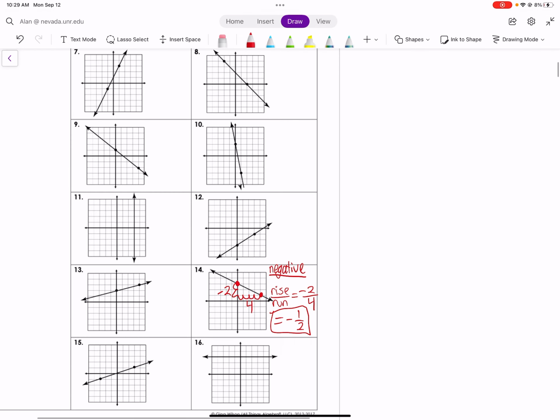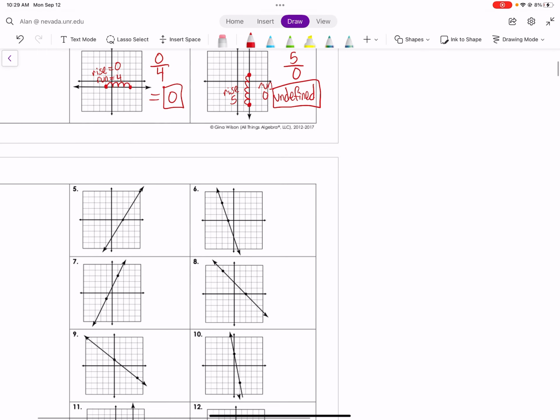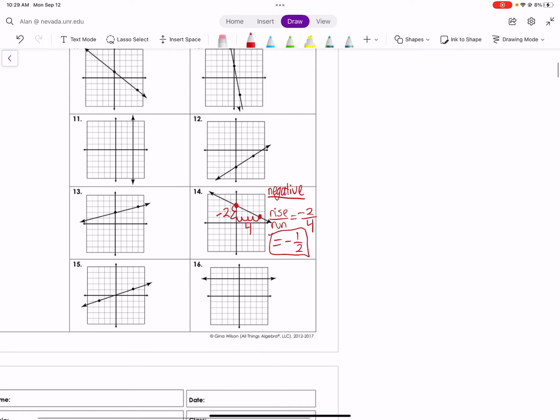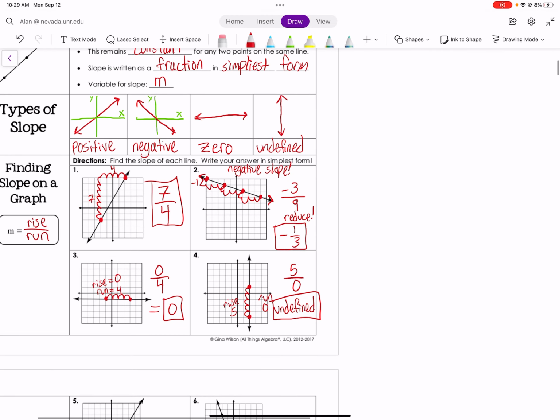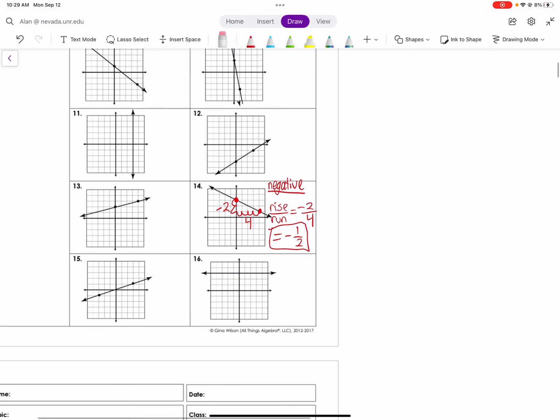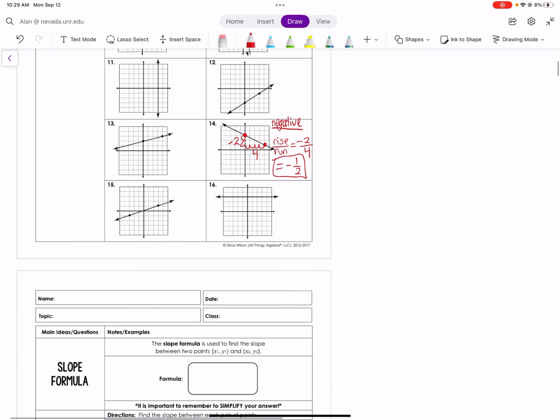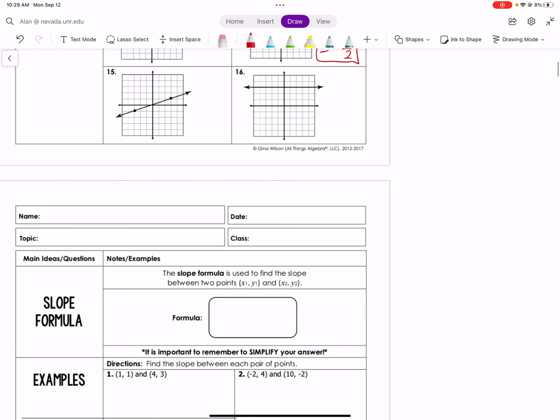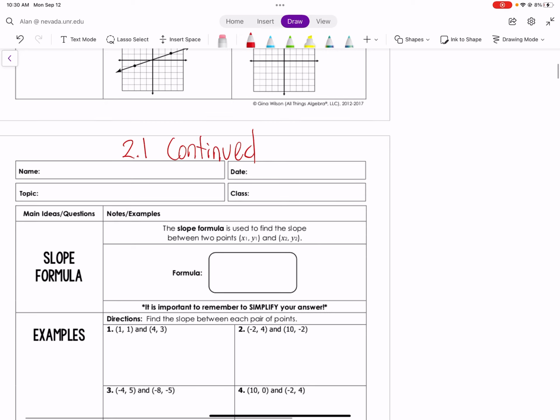Okay, once again, I want you guys to fill in all of these that we have not done yet when I'm done with the notes video today. But we're going to turn to the next page. This is our 2.1 continued page. We have another page of notes for 2.1. Still our intro to slope though.